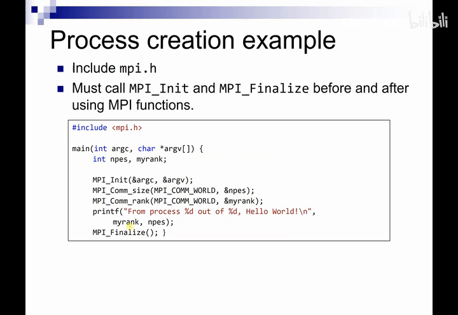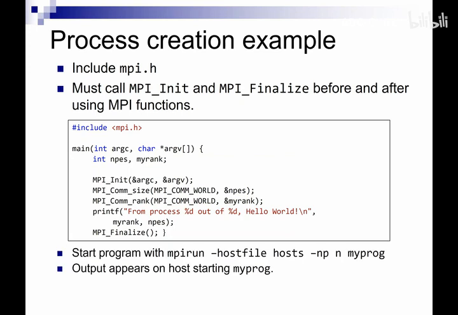Okay, so then once you get your rank and your number of processes, you simply say, from process whatever your rank is, out of the total number of processes, hello world. And then after that, we're going to close our MPI program by calling MPI finalize. Okay, so that's the basic hello world program.